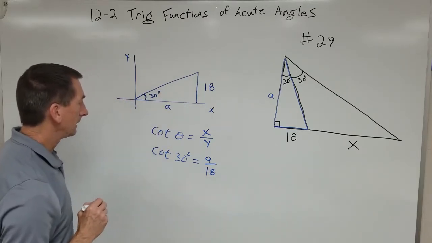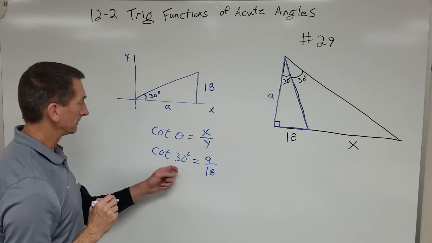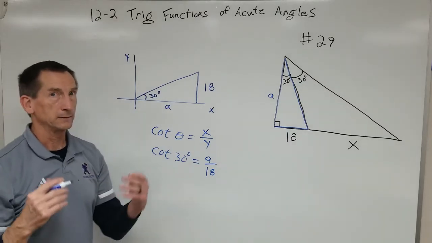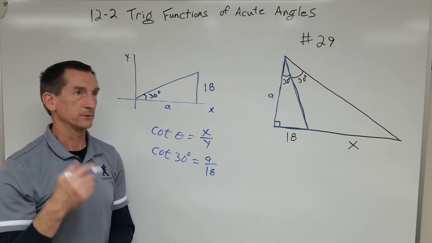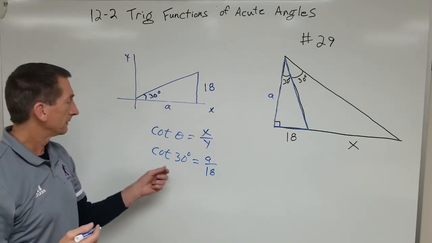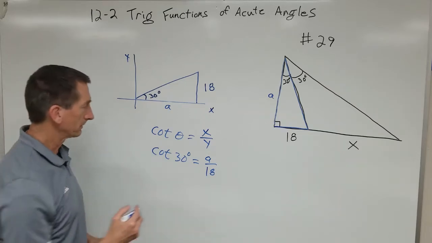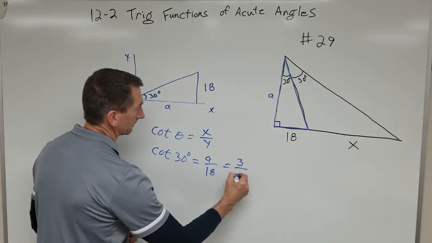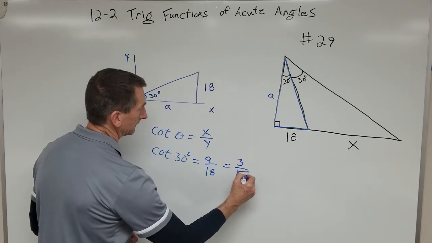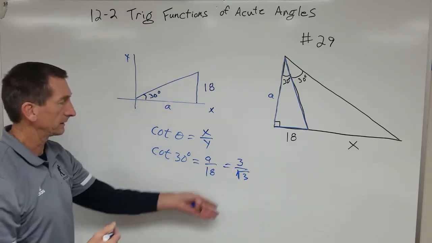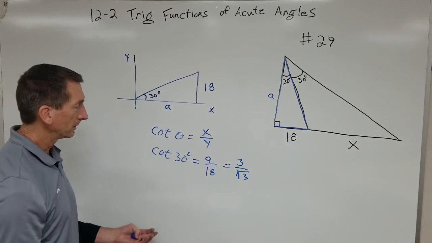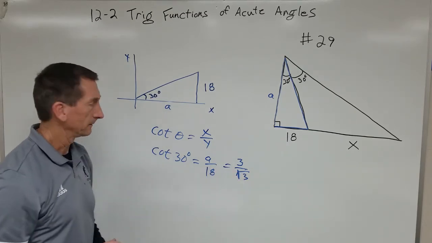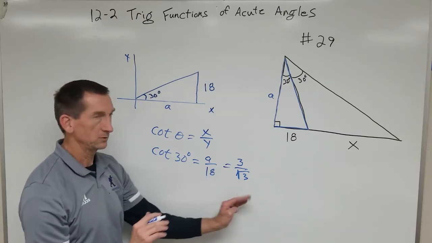Okay, and I also know that the cotangent of 30 degrees, let's think, tangent of 30 degrees is square root of 3 over 3. Cotangent is the reciprocal of that, so it's going to be 3 over square root of 3. Instead of square root of 3 over 3, it's 3 over square root of 3. I know, not standard form, but that's okay for now because I'm not using it for an answer.